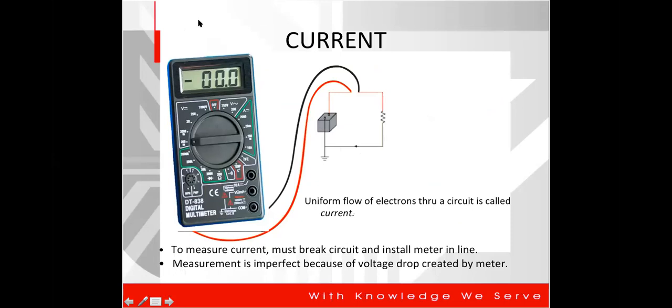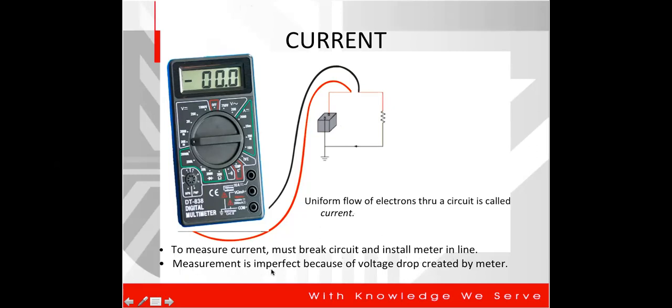So we measure current using an ammeter lah, ataupun ammeter. Okay, using ammeter to measure current, we must break the circuit, meaning we need to measure it in series with the component inside the circuit. So if you want to measure what is the current, because current they flow in the circuit, so you need to measure the current in series of the circuit. Okay, so to measure current, you must break circuit and install meter in line.